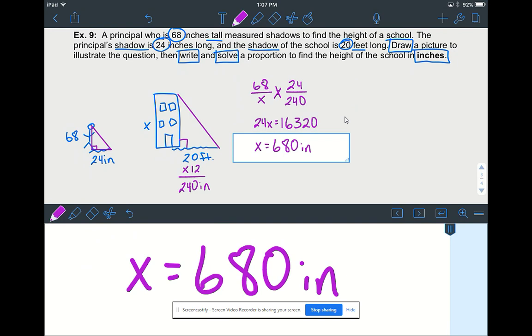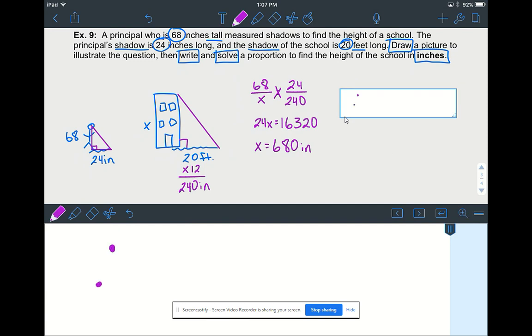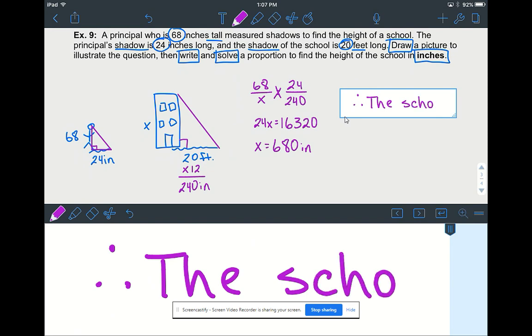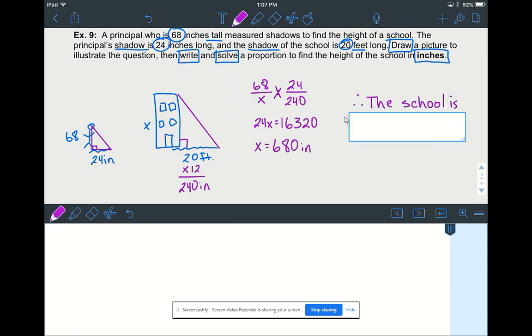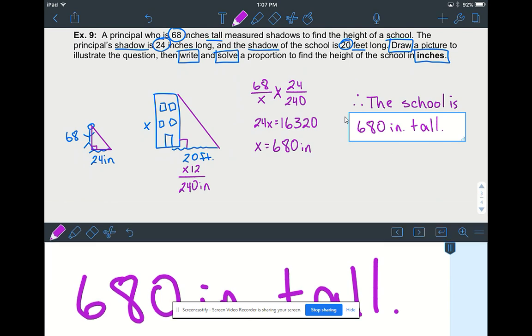So the problem said, draw a picture to illustrate the question. We drew the picture. Write a proportion. We wrote the proportion. We solved the proportion to find the height of the school in inches. So now we just need our therefore sentence. So therefore, the school is 680 inches tall. Or if you want to write something like the height of the school is 680 inches, that would be fine. Okay. All right.